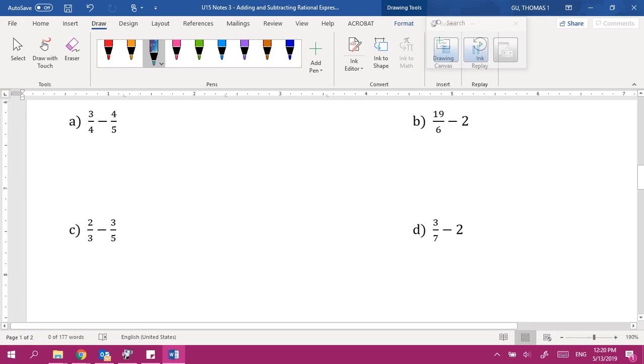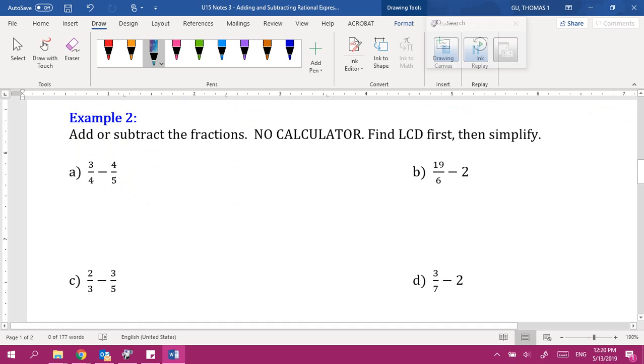Starting with just basic fractions, all right? So remember, I can't add or subtract these fractions until the denominator is the same. So on A, notice the denominator is not the same. So I need to find that least common denominator, which would be what? 20, that's right. So with the 3 over 4, how do I get the 4? What do I multiply the 4 by to get to 20?